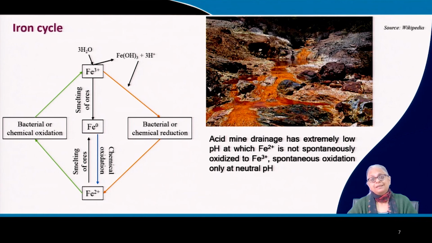Here the pH is less than 2, and under these low pH conditions, Fe2+ does not get spontaneously oxidized to Fe3+. It is highly soluble and it remains soluble. It does not get oxidized. For that oxidation to happen, you need a bacterial species, which is an acidophilic species, and that is what is done in the environment.